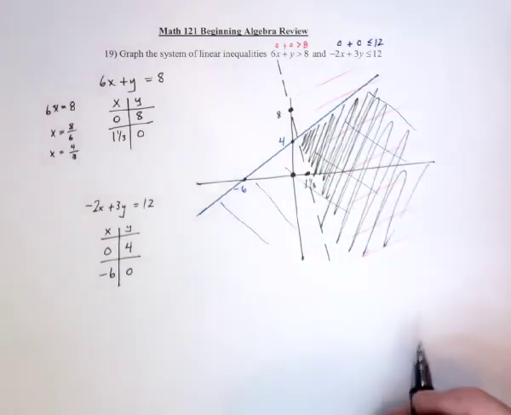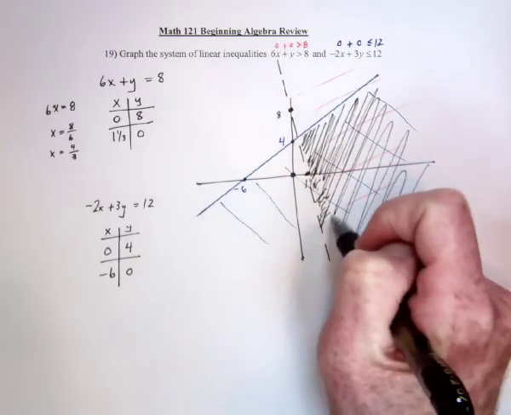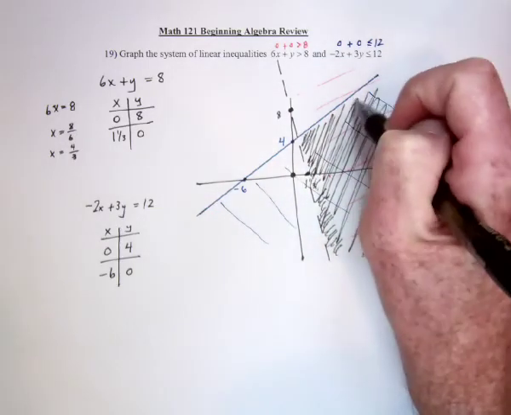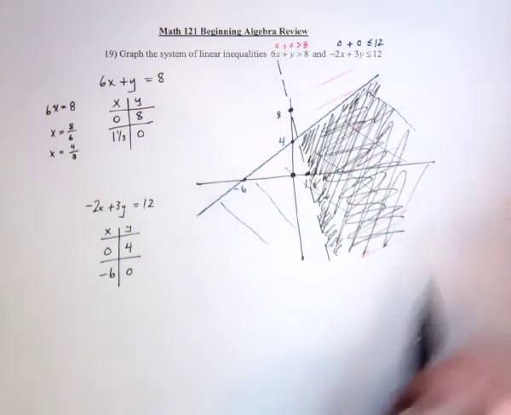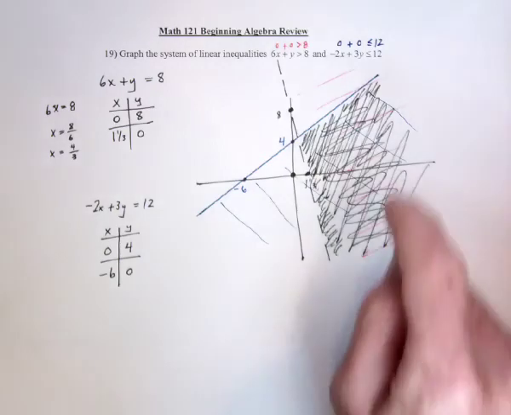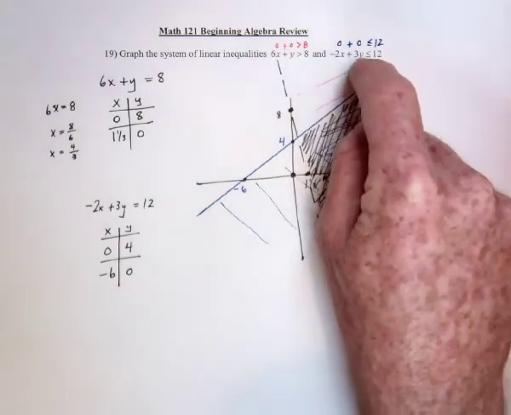It's scribble art. It's supposed to go all the way to the dotted line too. Okay, so there's the final answer, this blob right here. So if you pick any point in here, it will make this inequality true, and it will make this inequality true also.